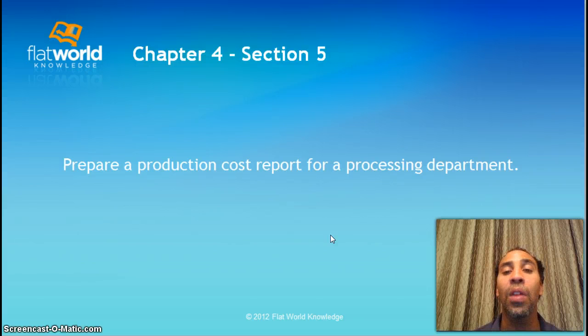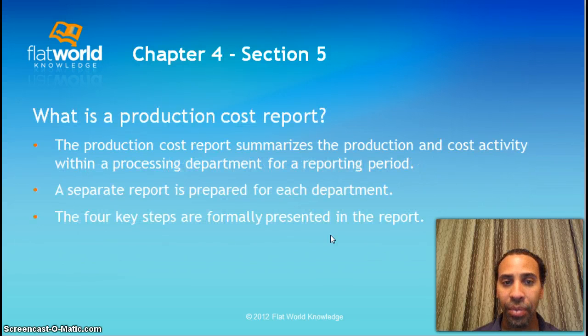All it's doing is taking all of the numbers that we accumulated and calculated and putting them together in one fresh grid. Yes, I took you through kind of the tough way to do it, but you could have skipped ahead to this slide and seen the end result. This is the best way to actually learn it. So what is a production cost report? A production cost report summarizes the production and cost activity within a processing department for a reporting period. A separate report is prepared for each department.